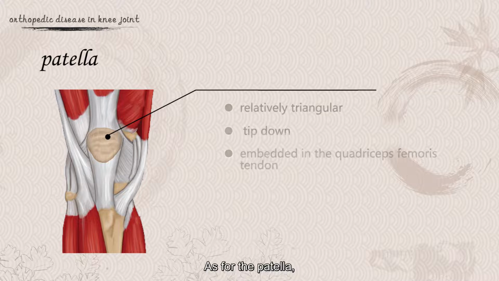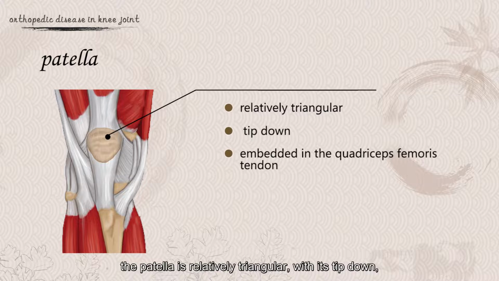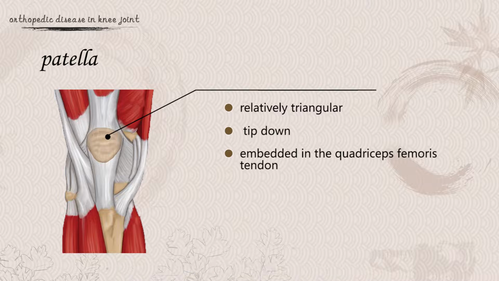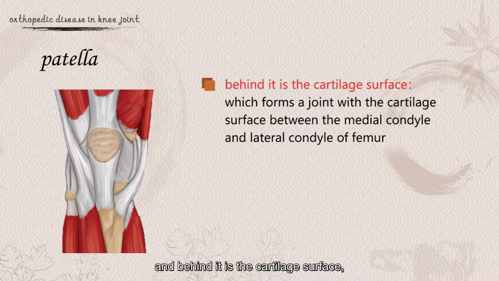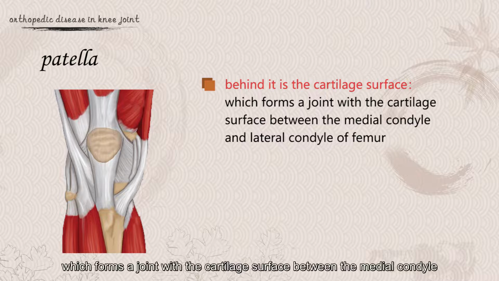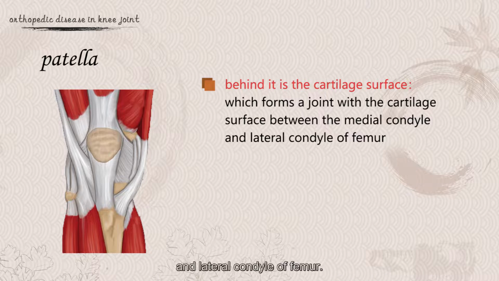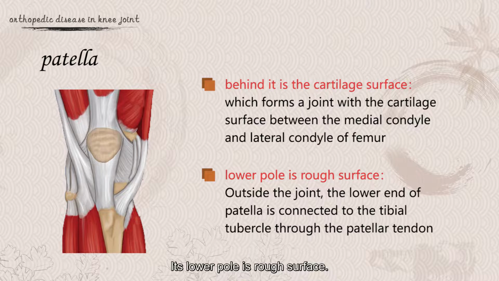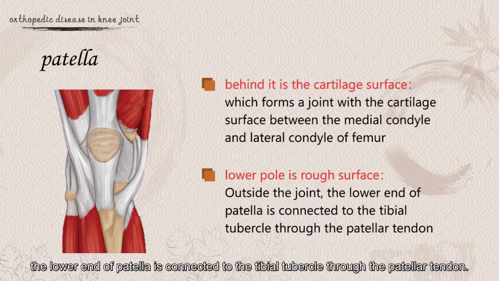As for the patella, it is relatively triangular with its tip down and is embedded in the quadriceps femoris tendon. And behind it is the cartilage surface, which forms a joint with the cartilage surface between the medial condyle and lateral condyle of femur. Its lower pole is rough surface. Outside the joint, the lower end of patella is connected to the tibial tubercle through the patellar tendon.